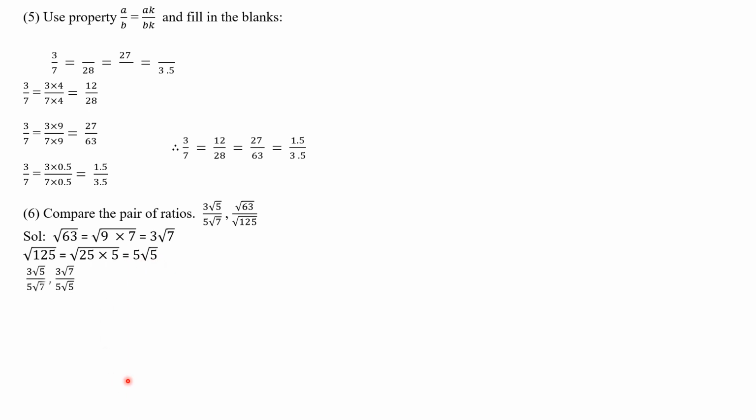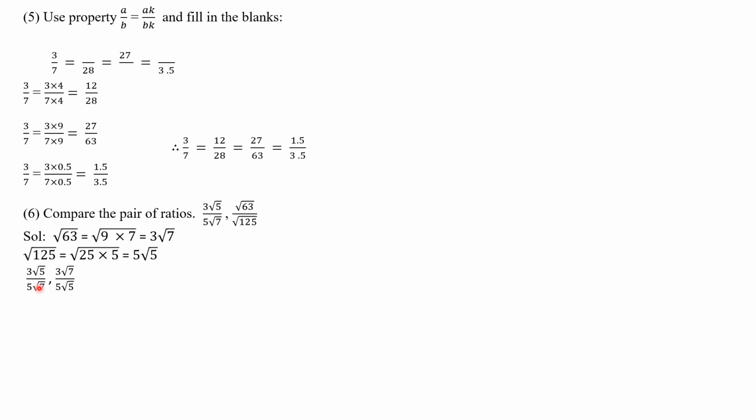So now 3 root 5 upon 5 root 7, then this root 63 upon root 125 I can write as now 3 root 7 upon 5 into root 5.